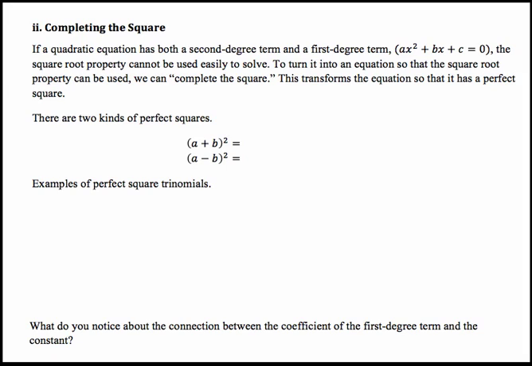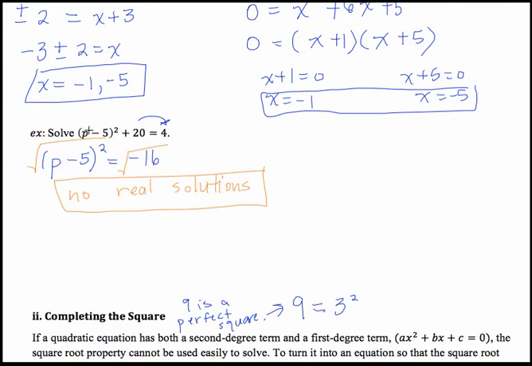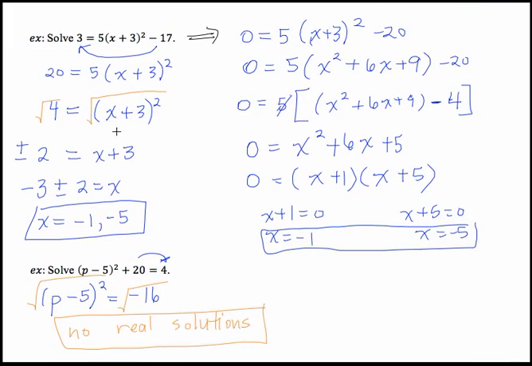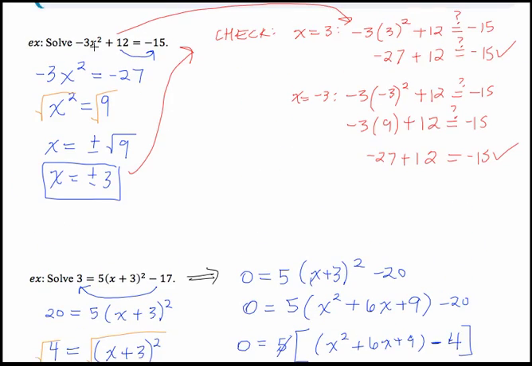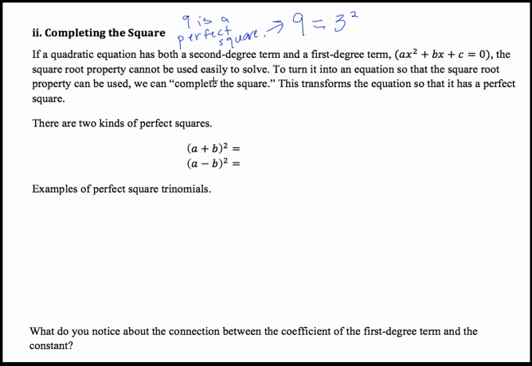For example, 9 is a perfect square because it's equal to 3 squared. Okay, so that means 9 is a perfect square. What we're going to do is write the x part as a perfect square, just like it is here. The p is inside the square. Here, the x is inside the square. And there, the x is inside the square. And there's no other x's. Okay, so that's the idea.